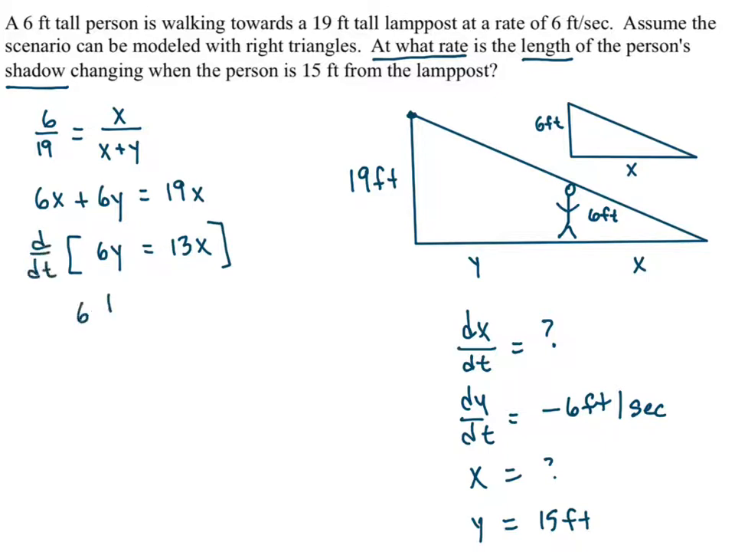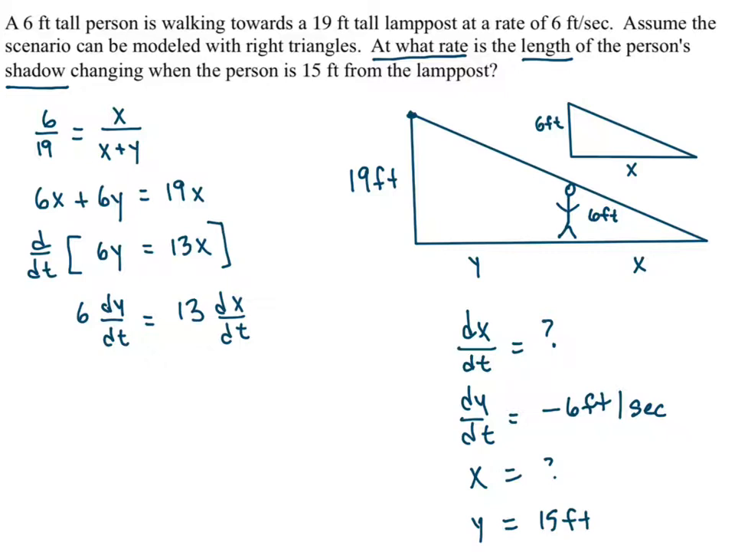So I'm going to take the derivative with respect to t. 6 dy/dt equals 13 dx/dt. Now I've got my related rates equation, so one rate connected to the other. So it looks like I don't have any x's and y's, so I didn't need to solve for x in this case. I could have, but I don't really need it. It's not in my derivatives.